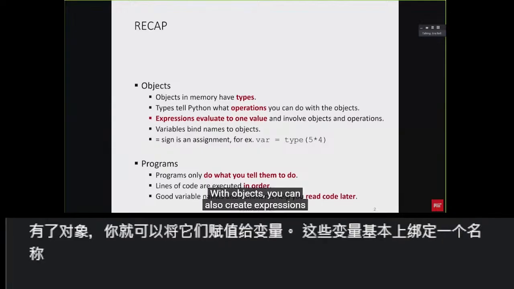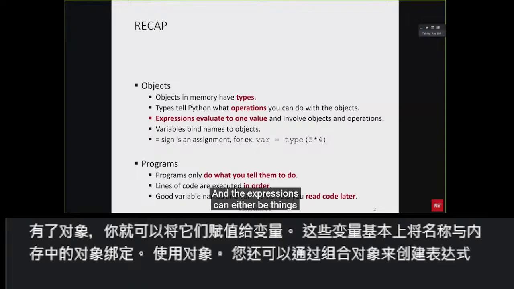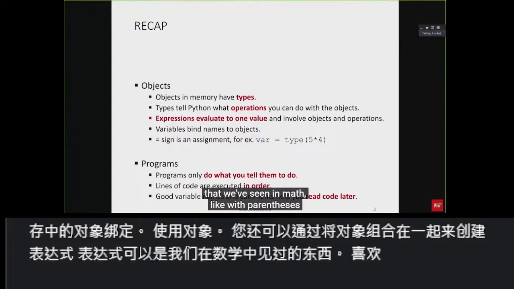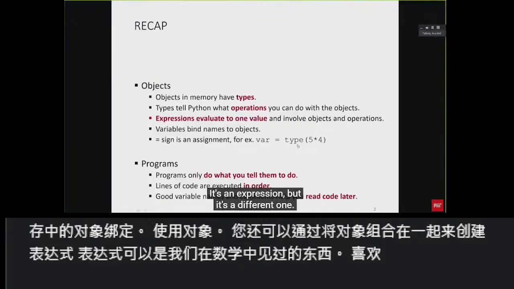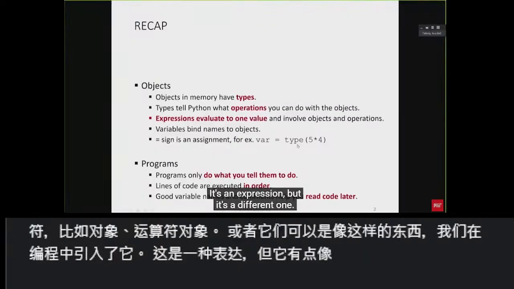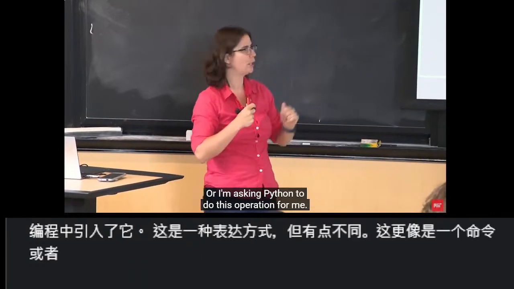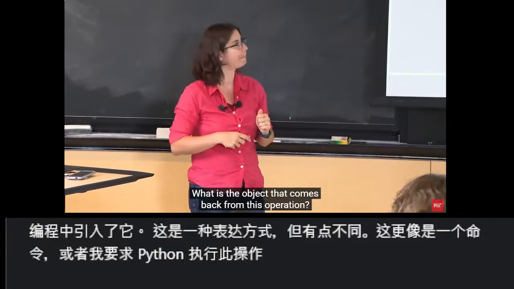With objects, you can also create expressions by combining objects together, and the expressions can either be things that we've seen in math, like with parentheses and with operators, like object, operator, object, or they can be things like this, which was kind of introduced in programming. It's an expression, but it's kind of a different one. It's more like a command, where I'm asking Python to do this operation for me. What is the object that comes back from this operation?